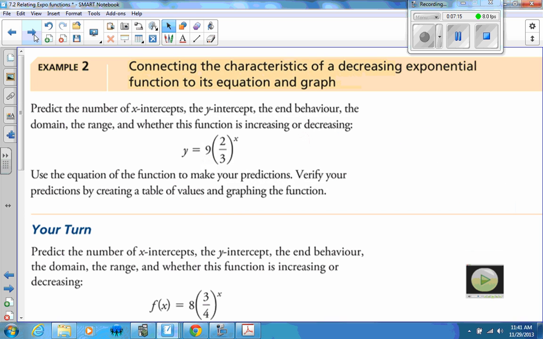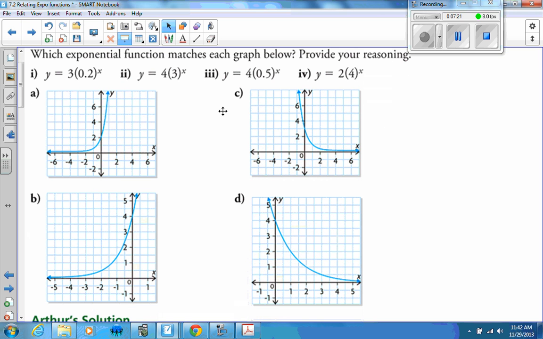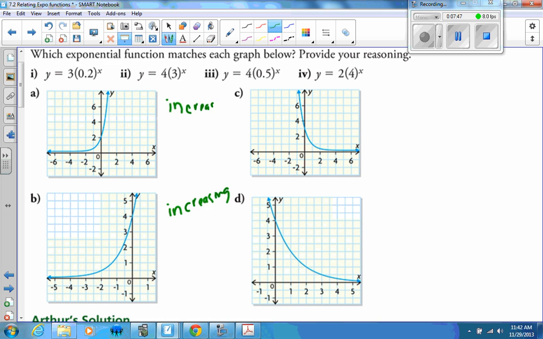So example number 3 in your textbook looks at if I gave you a bunch of graphs, which equation matches the graphs that I have. Well, if I look at the graphs, the easiest thing to do is sort them into increasing and decreasing functions, right? So this one is increasing because it goes from 0 up and the y values are increasing. This one goes up, increasing as well, because my y values are increasing. Okay, this one is coming down, and so is this one. So these are both decreasing.